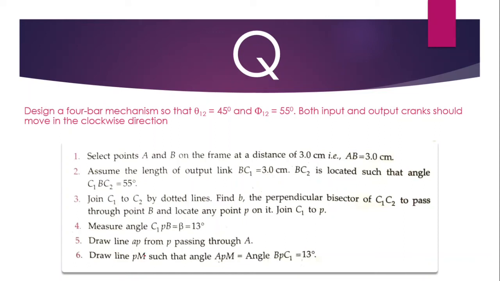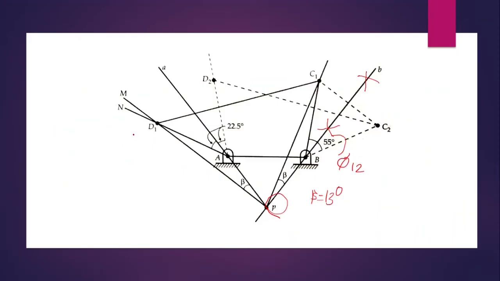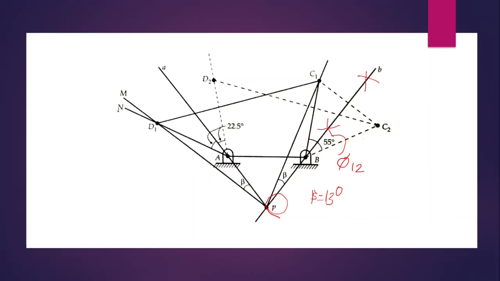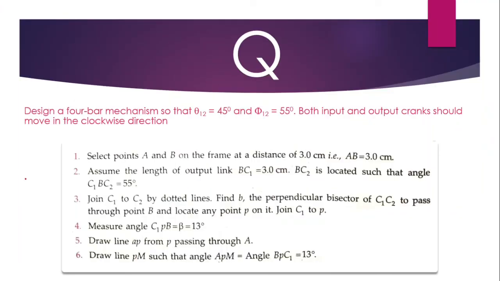Then next, draw line PM such that angle APM, capital A, small letter p, capital M, is equal to beta. This angle is equal to beta, that's equal to 13 degree. Here draw a line MP, which is inclined at an angle beta degree with that straight line, small letter AP. We can draw that line MP. That is the sixth step.